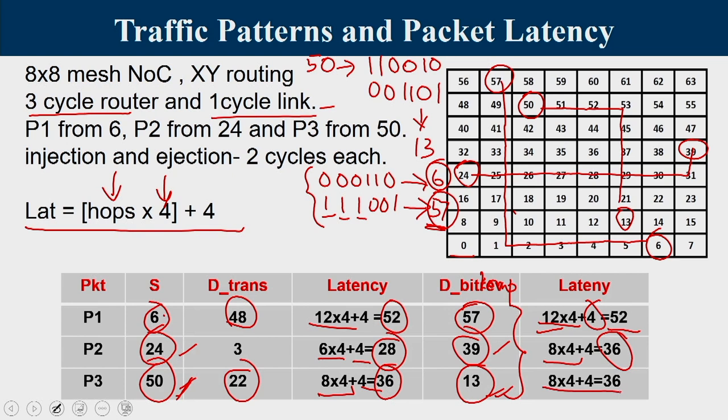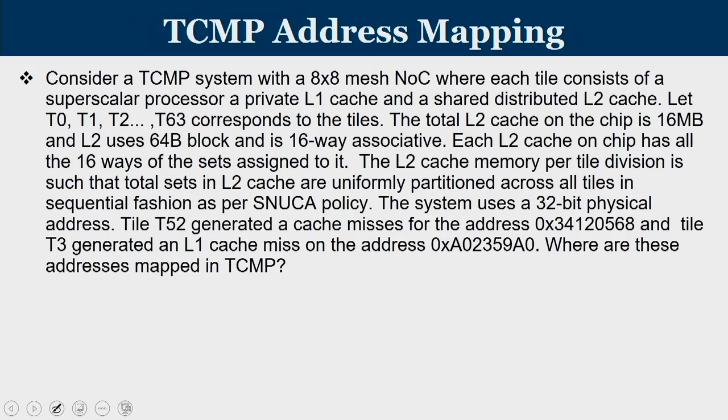So in this way, we are able to find out how much a packet is taking to travel through the network. So, based upon the source and destination and the number of hops it has to take, we have to apply this equation. The latency of a packet depends on the number of hops, and in each hop, it will take 4 cycles to complete, and the initial overhead of 2 cycles for injecting and the final 2 cycles for ejecting this packet.